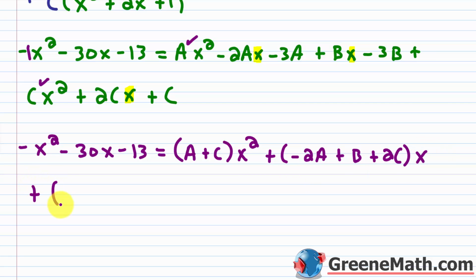So plus, now we're going to have everything that's a constant. So this is gone, and this is gone. Now I have negative 3a, negative 3b, and c.